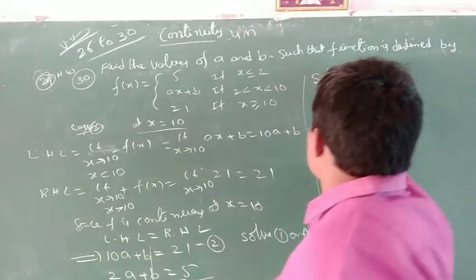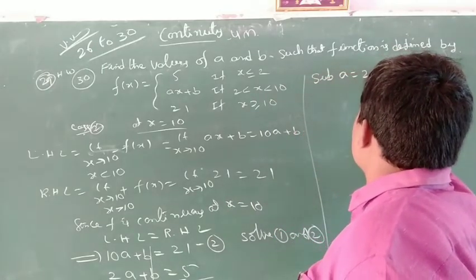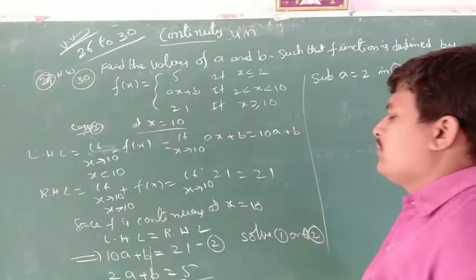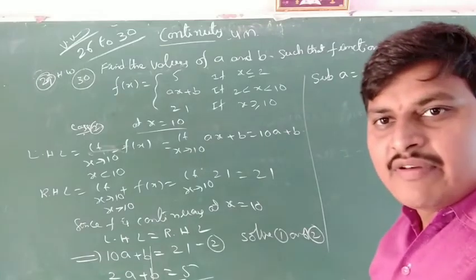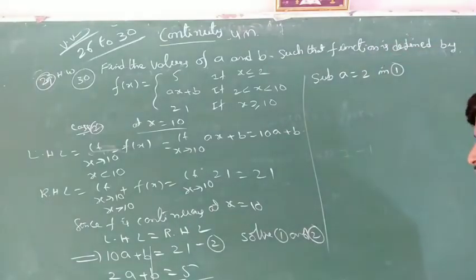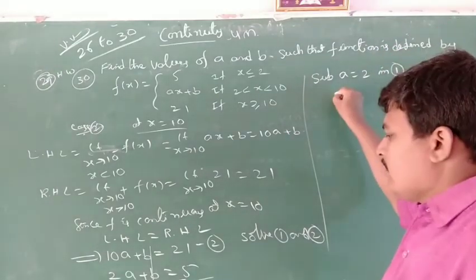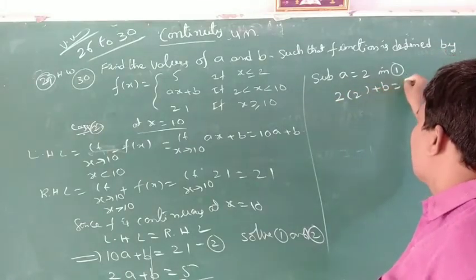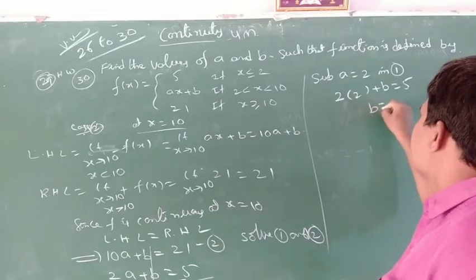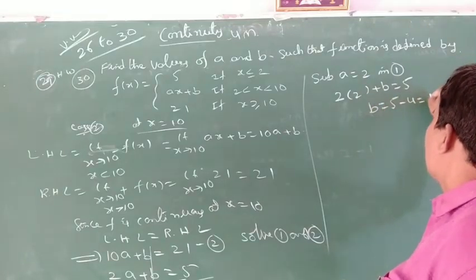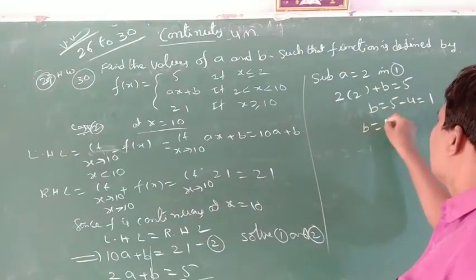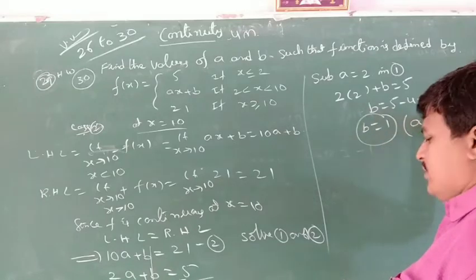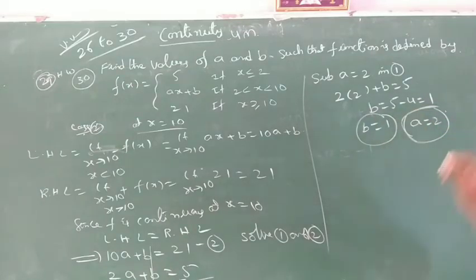Substitute A equal to 2 in equation number 1. 2a plus b is equal to 5, so B is equal to 5 minus 4, which is 1. B is equal to 1 and A is equal to 2. This is the final answer.